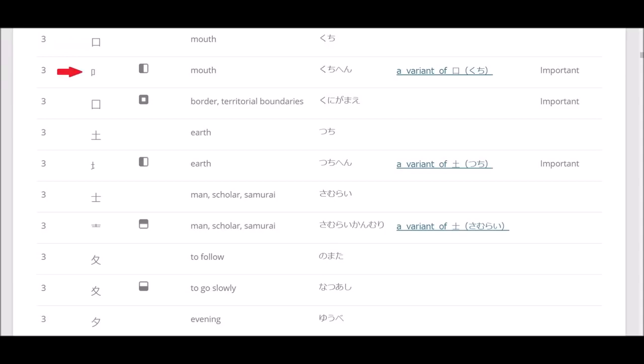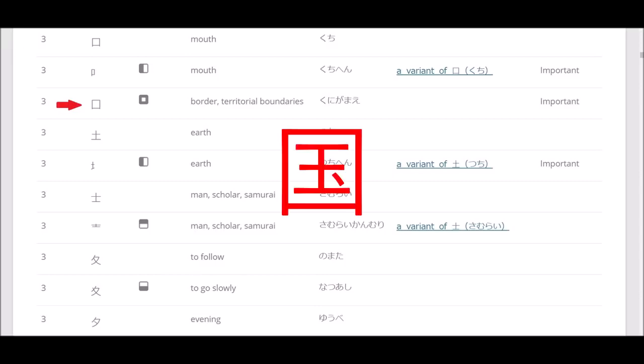If it's on the left side of the kanji, if you see here, it's kuchihen, and it's really tiny and squished, if you notice. And then if it is on the outside of a kanji, it's called kunigamae, which means border or territorial boundary. So this is actually like a different kanji. It totally looks the same as kuchi, but it's actually a different radical. And kunigamae is used in the kanji kuni, which is the kanji for country.